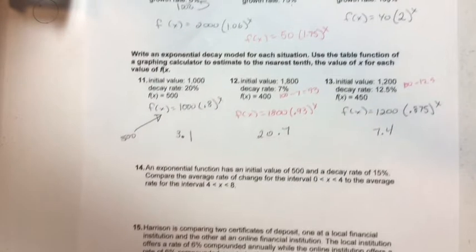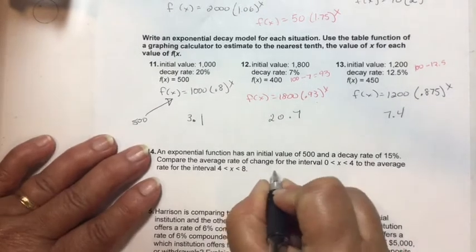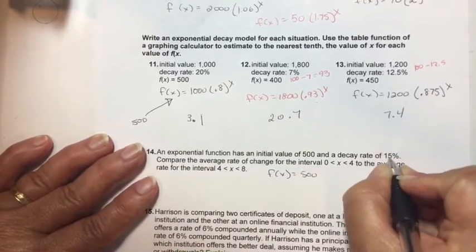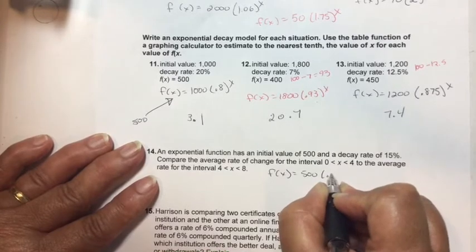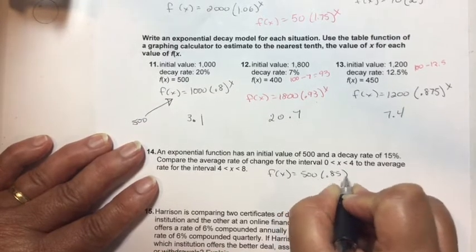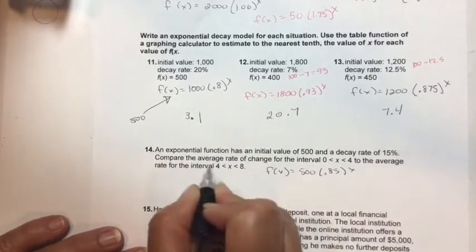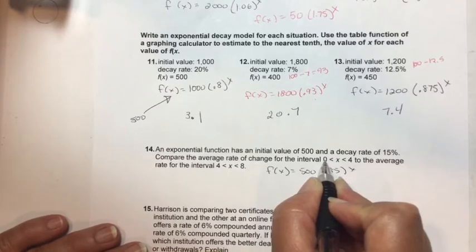All right, number 14. You have an exponential function, and you have the initial value and the decay rate. So let's just go ahead and get that function written down. If it decays 15%, you're left with what, 85% or 0.85? Now, you want to do a rate of change from this interval and this interval. Okay, so I need to know what it is at 0.